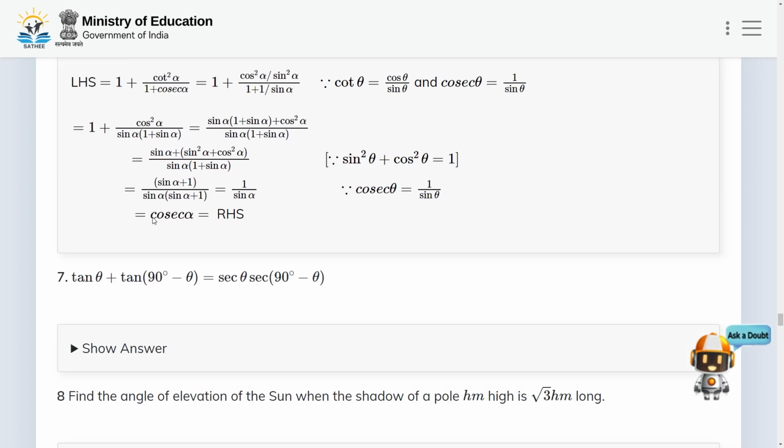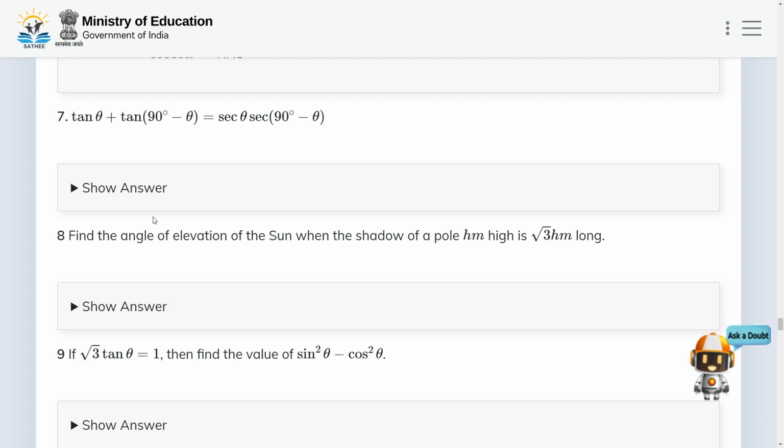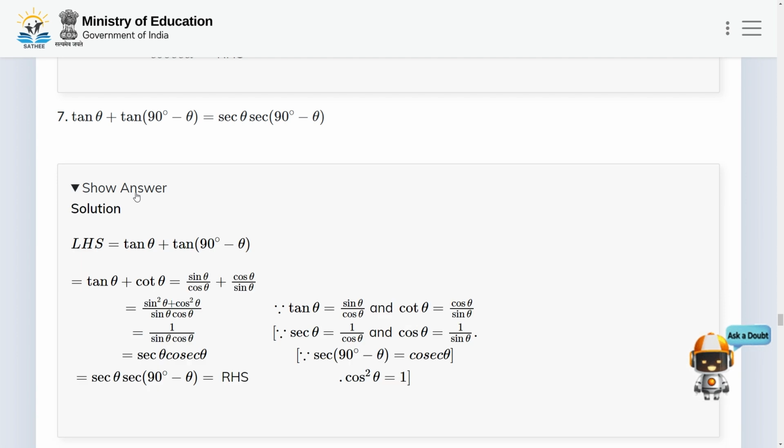Okay, now let us move to the next problem. In the next problem we have to prove that tan theta plus tan (90 degree minus theta) is equal to sec theta times sec of (90 degree minus theta). So let us prove this problem.